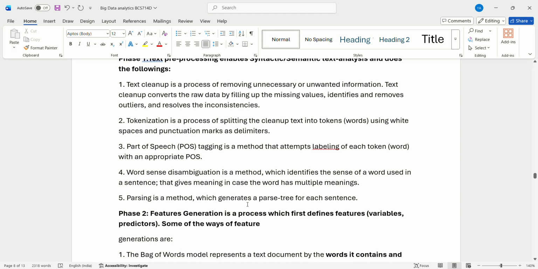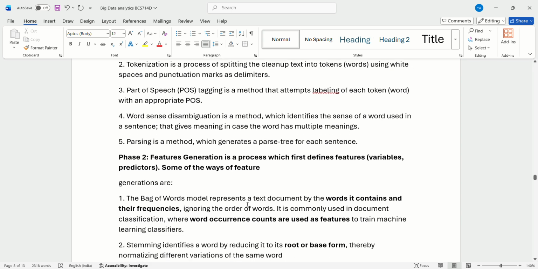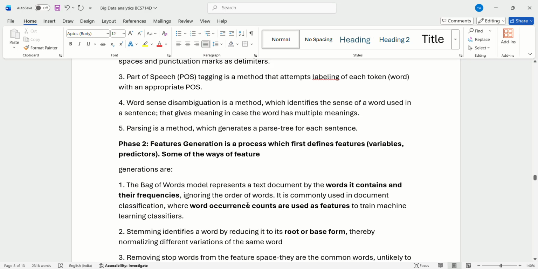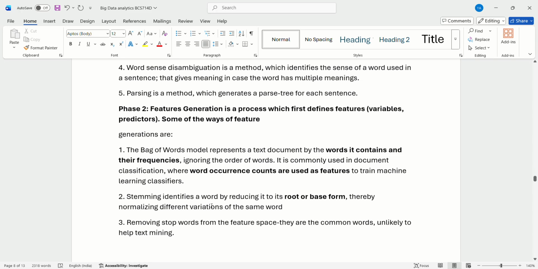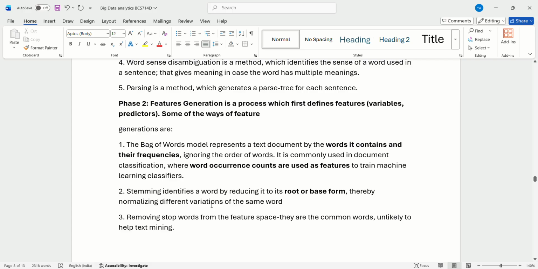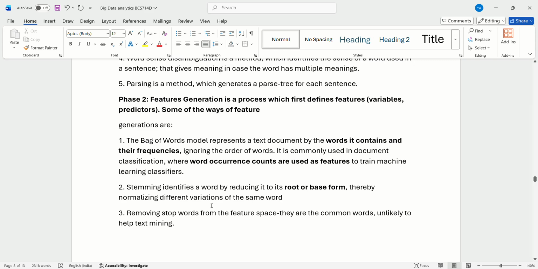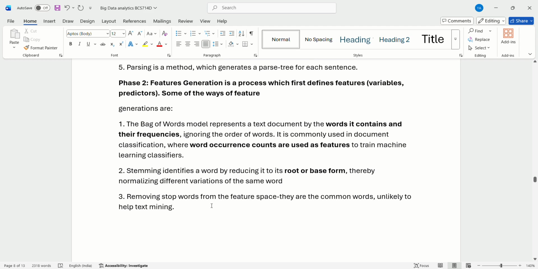Next, parsing is a method which generates a parse tree for each sentence. Next is phase 2. Feature generation is a process which first defines a feature, and some of the ways of the feature is feature generation. The bag-of-words model represents a textual document by the words it contains and their frequencies. Next is stemming, which identifies a word by reducing it to its root or base word.